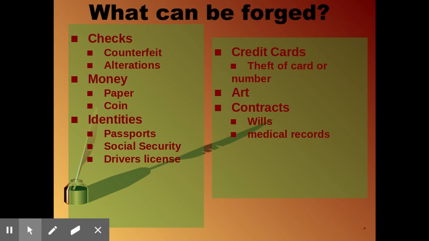So what can be forged? Checks could be counterfeit or they could be altered. That's where you might check for two different pens, two different inks. Money, paper or coin. Identities: passport, social security, driver's license. Credit cards, theft of your card or card number. ATMs, things like that. People put scanners in them to try and pick up your card numbers and they can use them later. Then there's art forgeries, contracts like wills, and medical records.